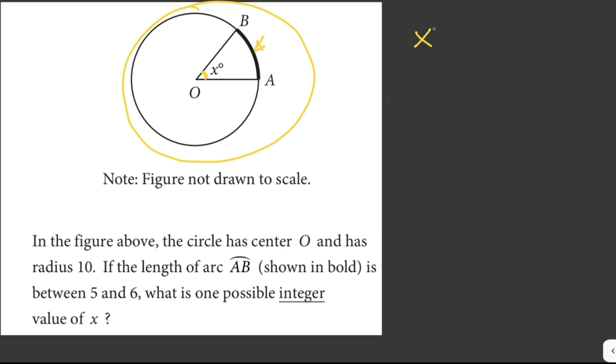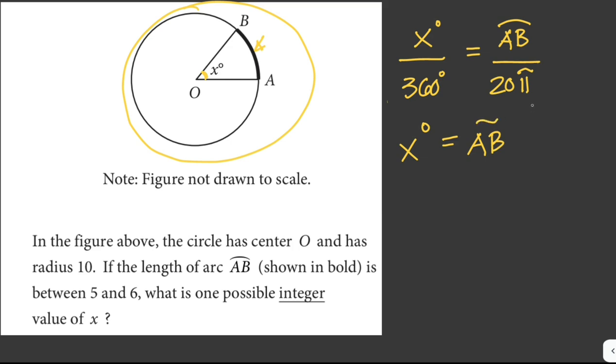So that would be x degrees is to 360 degrees equals arc AB is to 20 pi, which is the circumference of the circle. Therefore, the central angle x degrees is equal to arc AB times 360 degrees over 2 pi.